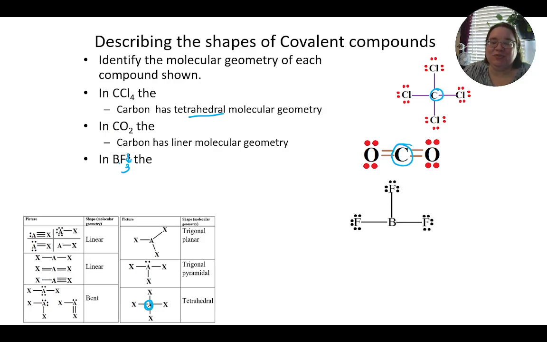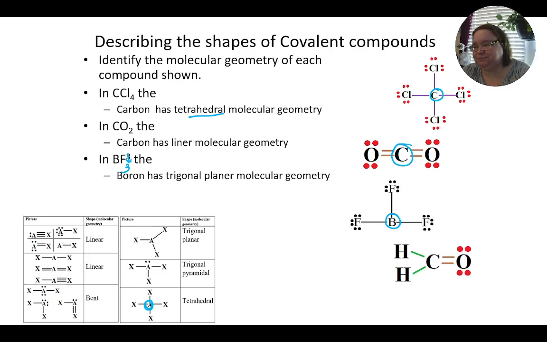So boron trifluoride, what is its molecular geometry? Well, boron is one of 2 electron deficient elements that we play with in first year chem. Boron is stable with 6 valence electrons. It has no lone pairs around it. Therefore, it must be trigonal planar.